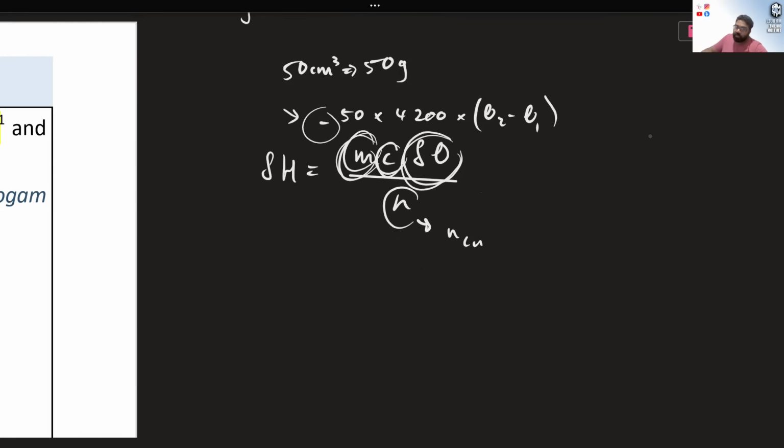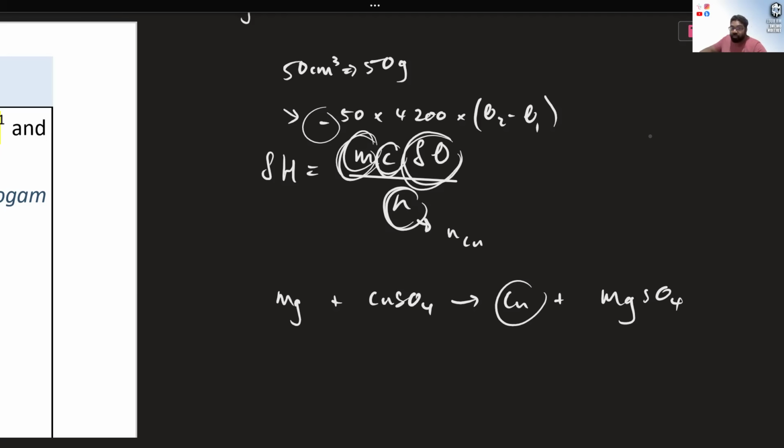Okay, moles of copper, how to calculate? So you have to go back to your equation. Let's say we are doing magnesium and copper(II) sulfate. So we get copper and magnesium sulfate, right? Now, the moles here should be moles of copper. But of course, we don't have moles of copper directly. What we have is the moles of copper(II) sulfate, because we have the volume and we have the concentration.